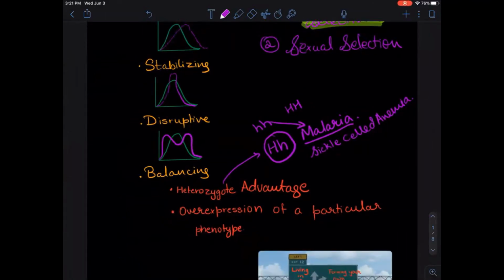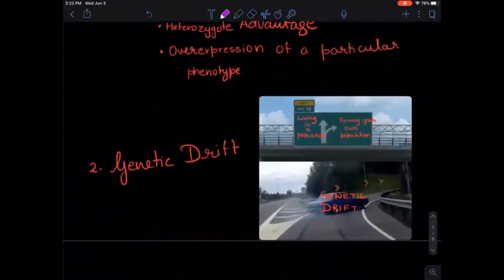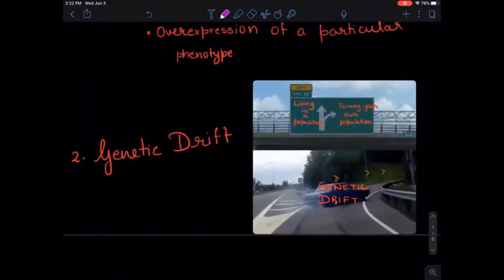The second aspect of balancing selection is the overexpression of one particular phenotype. So if all the organisms in a community have a certain type of phenotype, over time, the advantage that this phenotype gives over other individuals gradually decreases. An organism with a different kind of phenotype, which is not harmful to the organism in any way, will assert its dominance. The second type of selection is genetic drift.